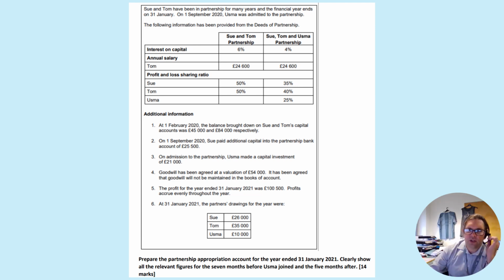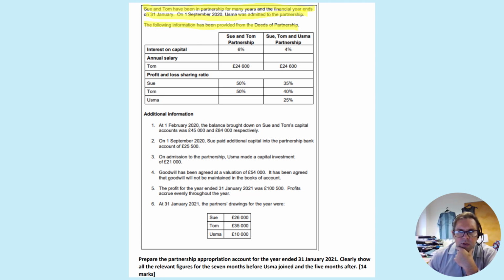Okay, so just a little chat through two partnership account questions. So we've got a lot of information on a partnership account question. So why don't we just highlight a few key things? So we've got Sue and Tom being in partnership for many years. The financial year ends 31st of January, and they've got a new partner joining on the 1st of September.